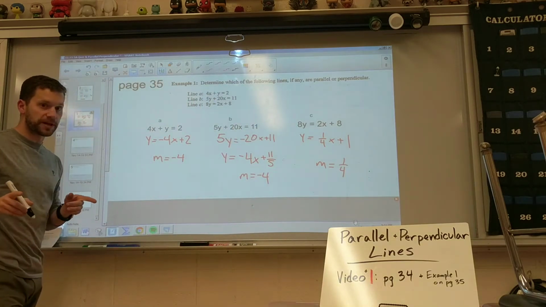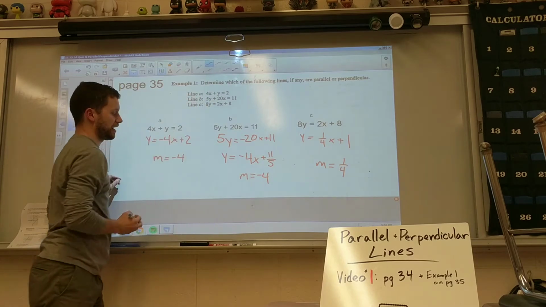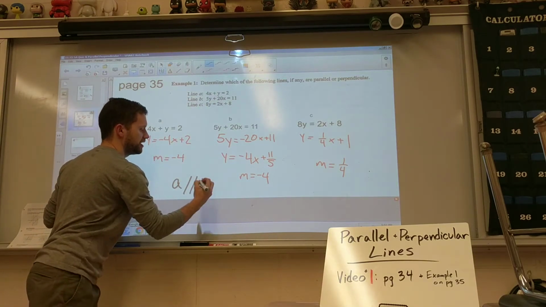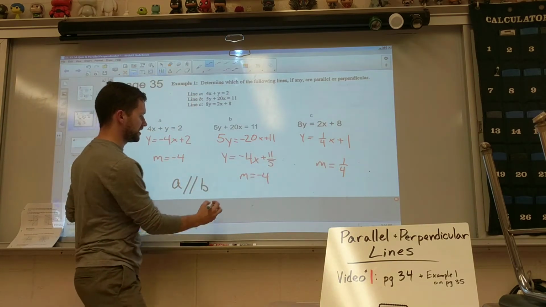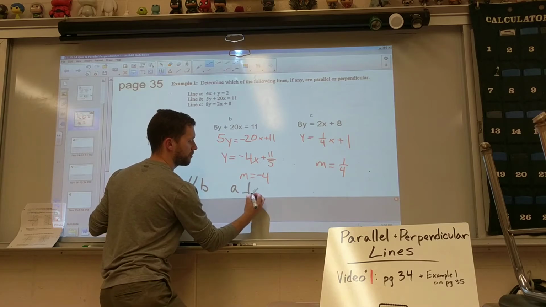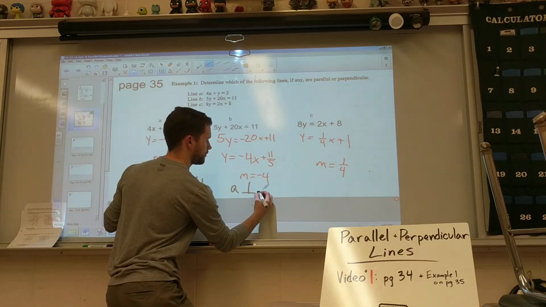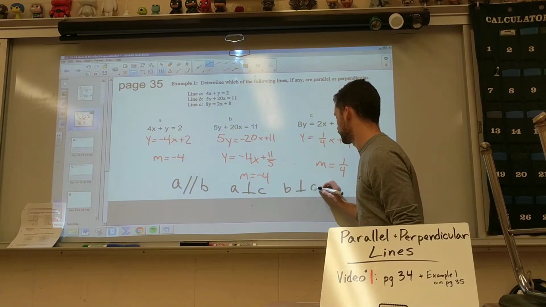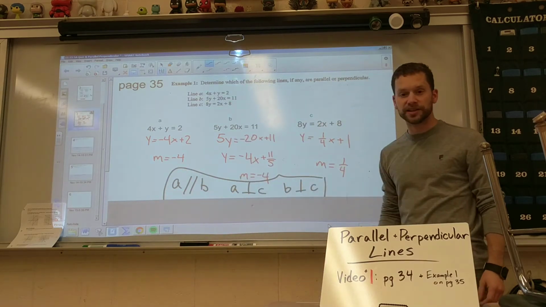All right. So from here, we can go ahead and see that line A and line B are both parallel. So we can say A is parallel to B. But then we'll notice this is a negative reciprocal of these two. So we can say that A is perpendicular, it's a symbol for perpendicular, to C, and B is perpendicular to C. Okay, so these are your answers.